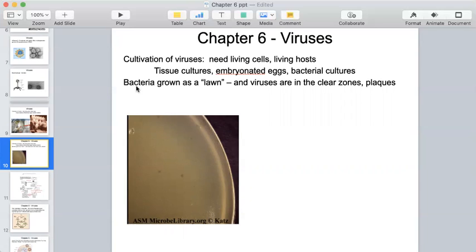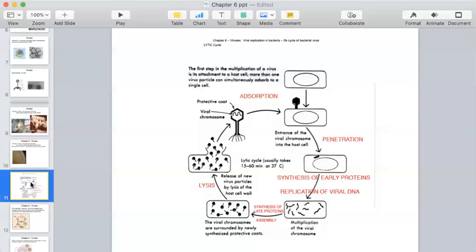So this is an example of trying to cultivate viruses. In this case, we've grown some bacteria on this petri dish and inoculated it with virus. And the evidence that these viruses are present are these clear zones on our plate that we call plaques. So plaques let me know that there's some bacteriophage somewhere on this plate, particularly where these clearing zones are.